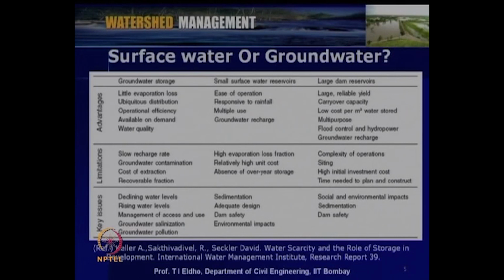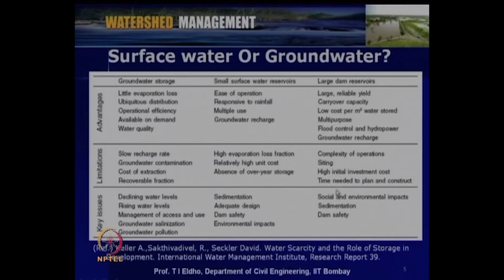In some places groundwater salinization takes place, especially in coastal aquifers, where there will be saltwater intrusion problems. In many locations there are groundwater pollution problems. As far as small surface water sources are concerned, the issues are sedimentation, adequate design, dam safety, and environmental impacts. So these are some of the key issues as far as small surface water sources.